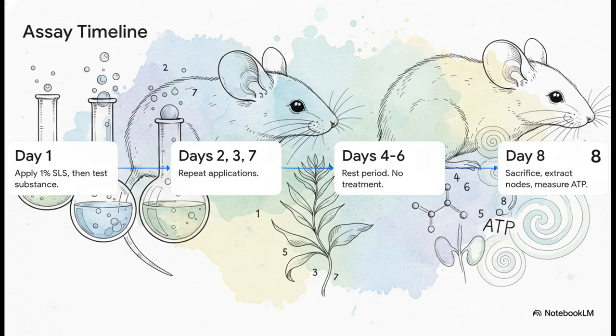On day 1, you pre-treat the dorsum, the back, of the mouse's ear with a 1% sodium lauryl sulfate aqueous solution. Then, exactly 1 hour later, you apply your test substance. You're going to repeat this exact same 1-2 punch on days 2, 3, and 7. Definitely memorize those specific application days, but equally important, you need to remember that days 4, 5, and 6 are strictly for resting. Literally nothing happens on those days. Finally, we reach day 8. The animals are humanely killed, we extract those lymph nodes, and we measure the ATP.